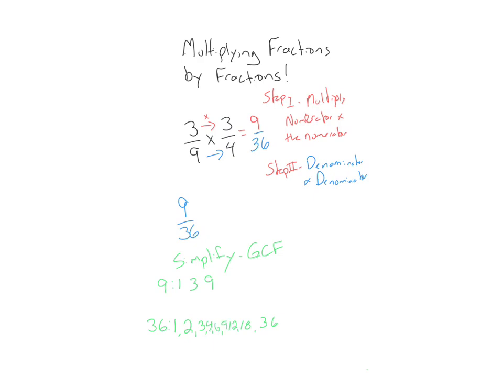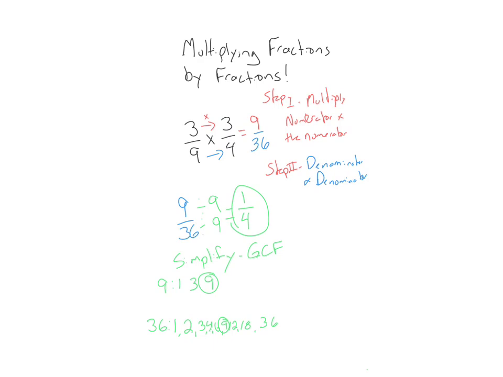Okay, in this case, my greatest common factor is going to be a 9. So that means I can divide out a 9 for both my numerator and my denominator. So 9 divided by 9 is going to be 1. Keep my fraction bar. 36 divided by 9 is going to be 4. And so when I do 3/9 times 3/4, what I have is 1/4.